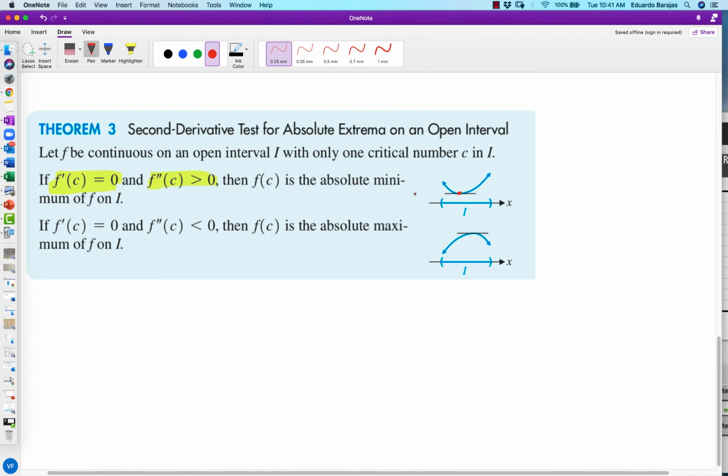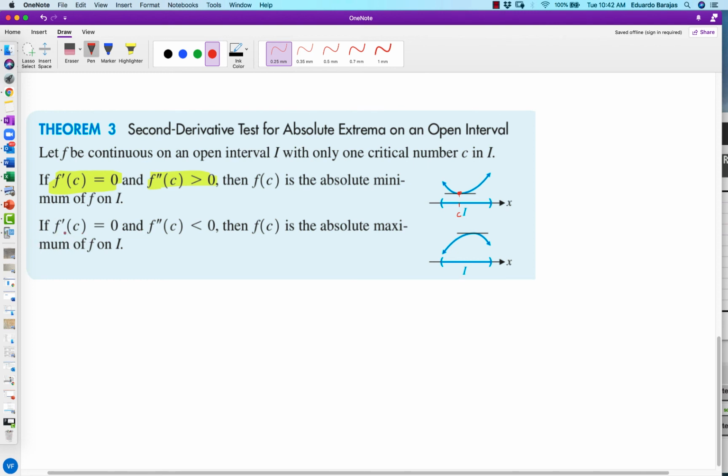So the point there will be that c is somewhere in this interval I, if you're wondering where is the c. There'll be some c in the little interval I. So we're restricting our interval I to be small enough to where there's only one critical number there. There's only one value where the first derivative equals zero. Good. Okay.